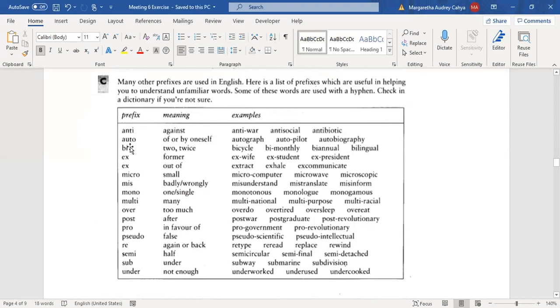Anti, auto, by, ex, micro, miss, mono, multi, over, post, pro, pseudo, re, semi, sub, under. There's so many prefixes, like what he said, like hundreds.